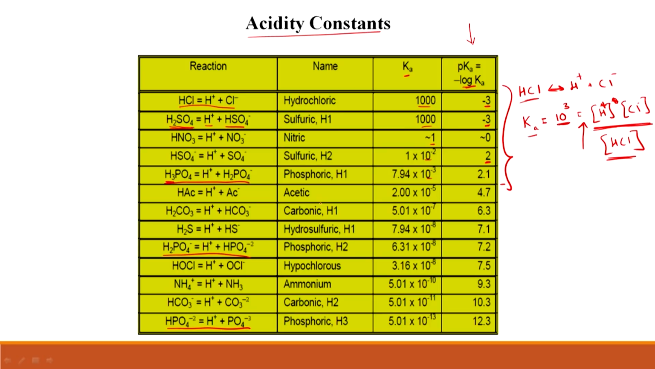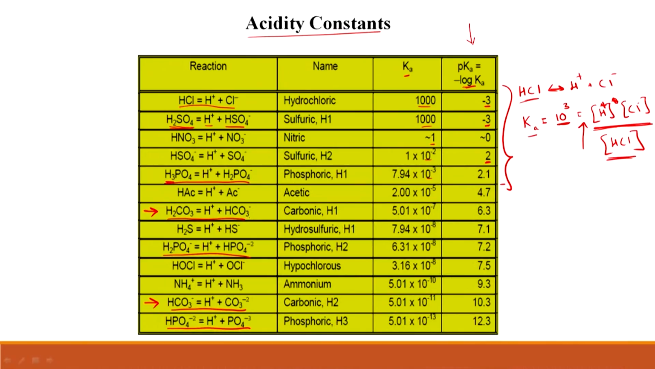And where is your carbonic acid? H2CO3 and HCO3 minus. Typically we pay great attention to H2CO3 and HCO3 minus because calcium carbonate is the most widely available mineral out there, and also carbon dioxide. So the carbonate system plays a remarkable role in sustaining life on earth indirectly. Why do I say that? Because, as you see, it has a pKa almost near the neutral pH of 7, so it acts as a good buffer.